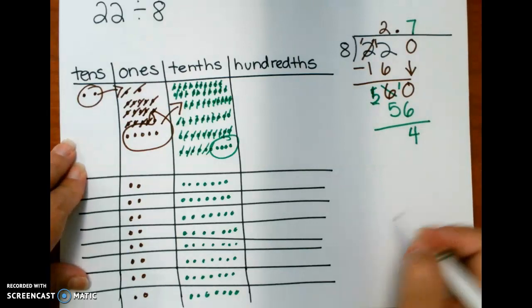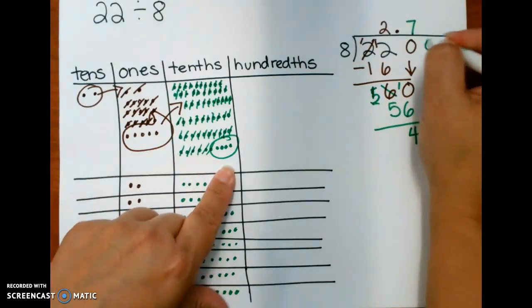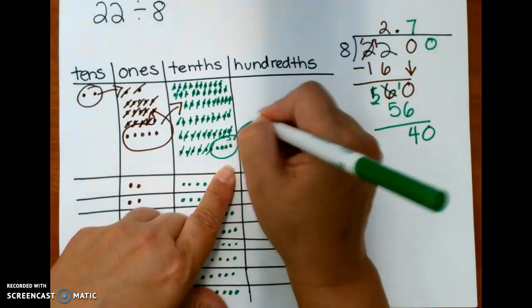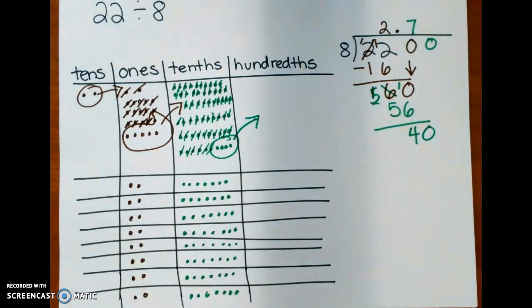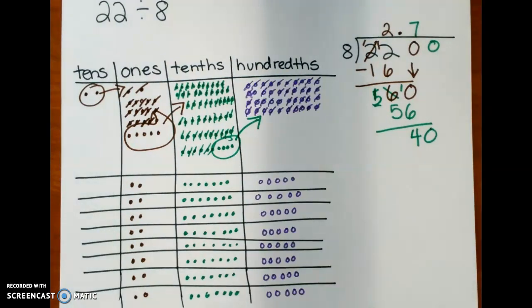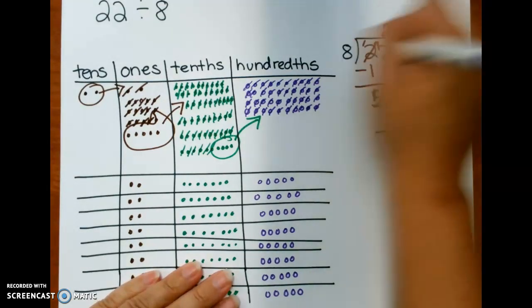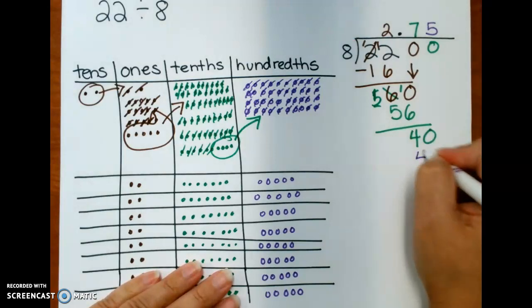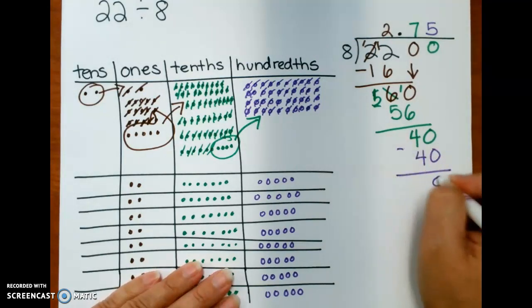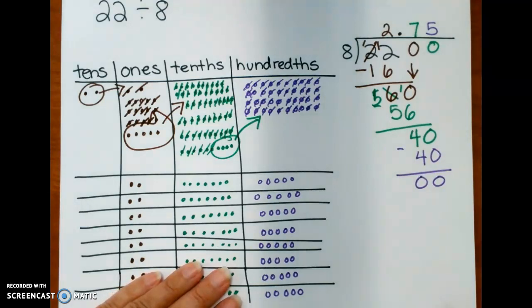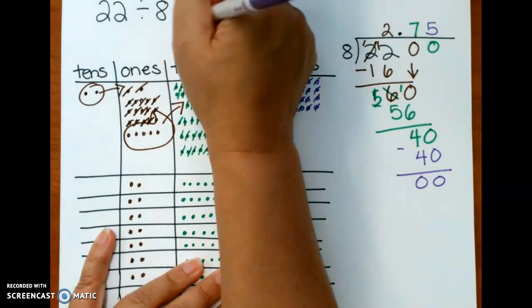I know that 4 tenths is 40 hundredths. So if I move those over there, I can still divide 40 divided by 8. So you can see I took my 40 hundredths and I divided them into my 8 equal groups. There are 5 in each group. So 40 divided by 8 is 5. 5 times 8 is 40. And now when I subtract, I have nothing left. So I know that my answer is 2 and 75 hundredths.